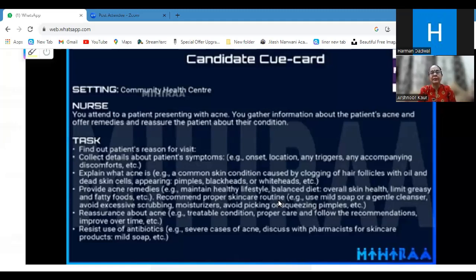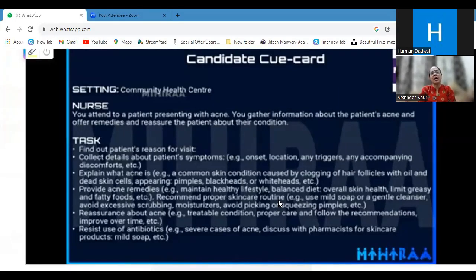What acne is, as it is mentioned here, is a common skin condition caused by clogging of hair follicles with oil and dead skin cells, appearing as pimples, blackheads, or whiteheads. These are all the definitions of acne formation, and we can explain this to the interlocutor who is playing the role of a patient there. Then the next part is to provide acne remedies.